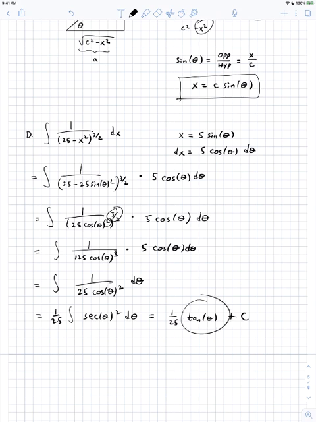Now we need to figure out what that tangent of theta is in terms of x, but again we just use our triangle. We draw a right triangle here.